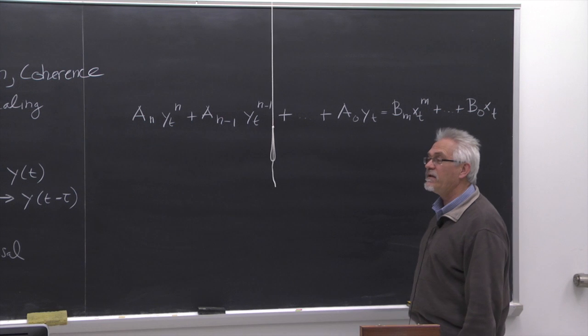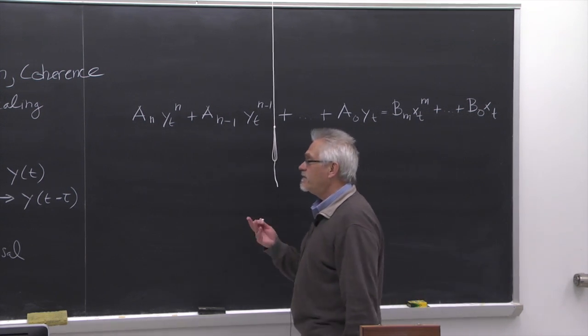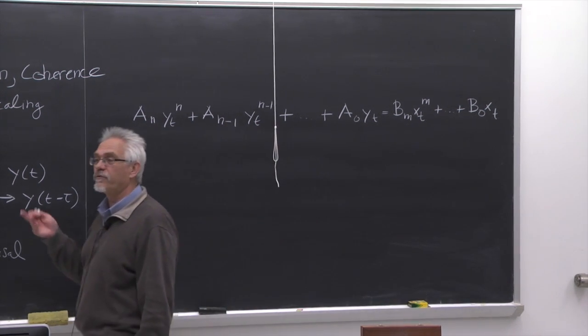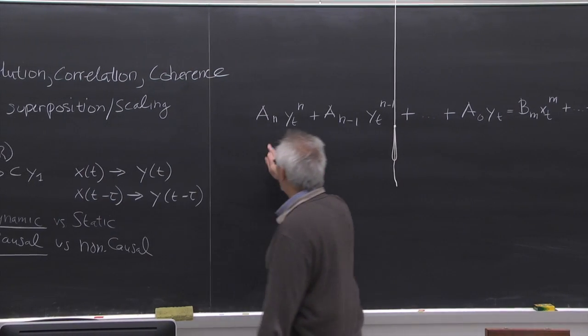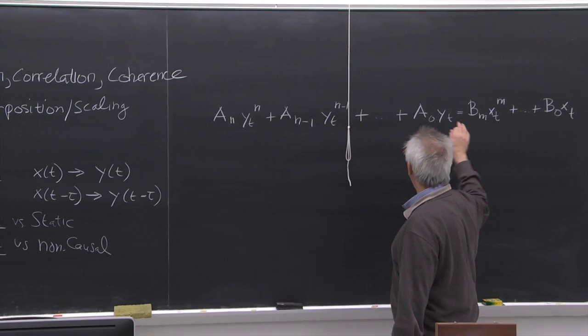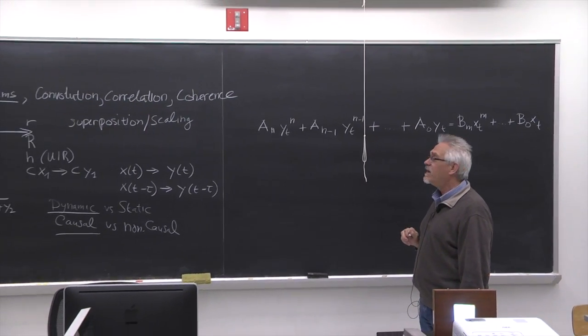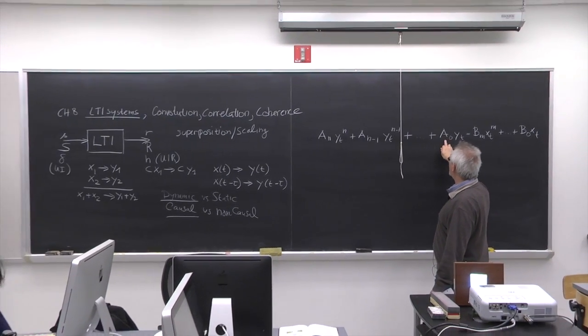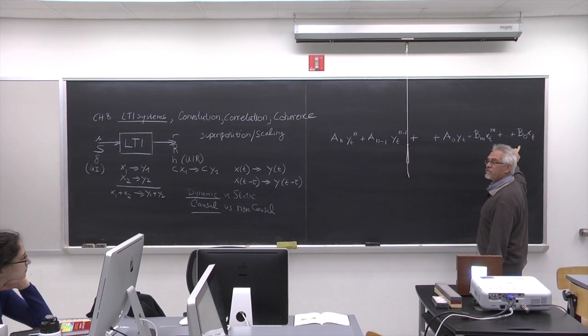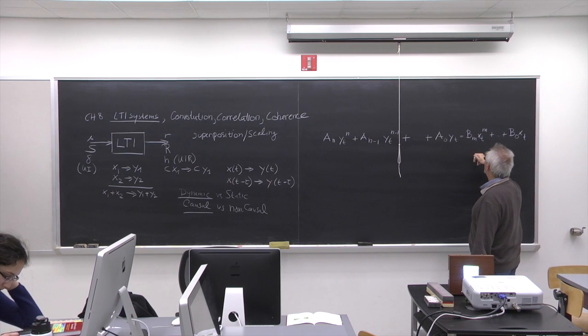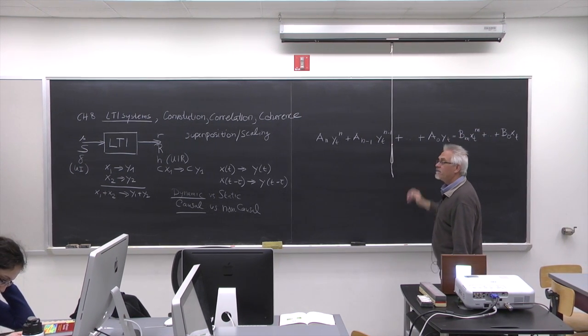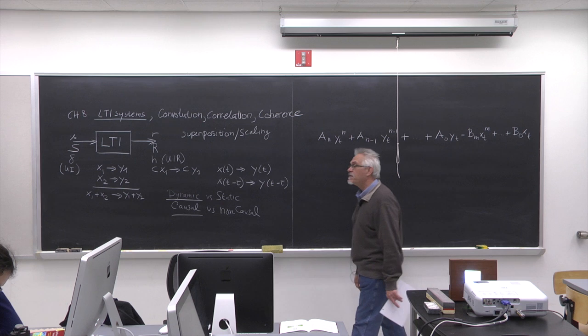And you will see that any equation that we derive for an LTI system will satisfy this. Of course, in many cases, many of these A's and many of these B's are 0. And if all of them are 0 except A naught and B naught, then we deal with a static system. If one of them includes a derivative, it's a dynamic system.